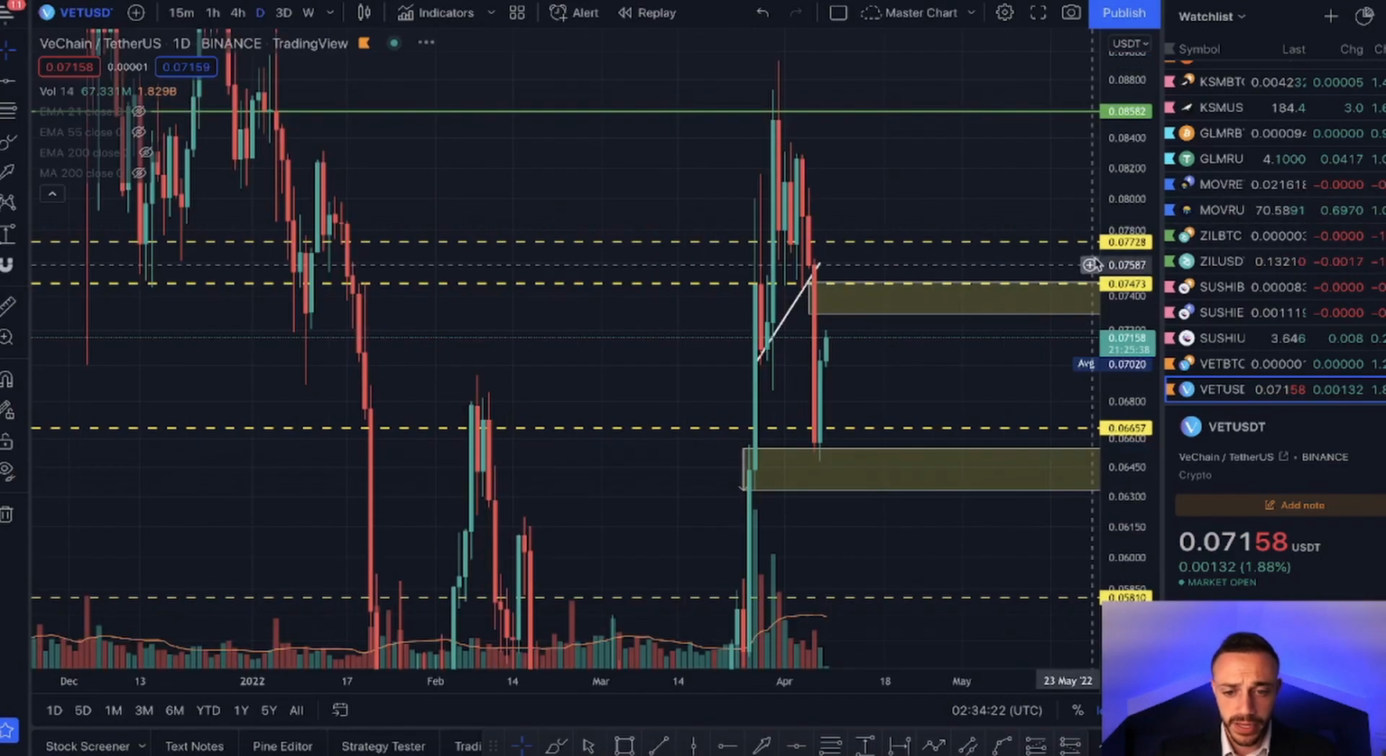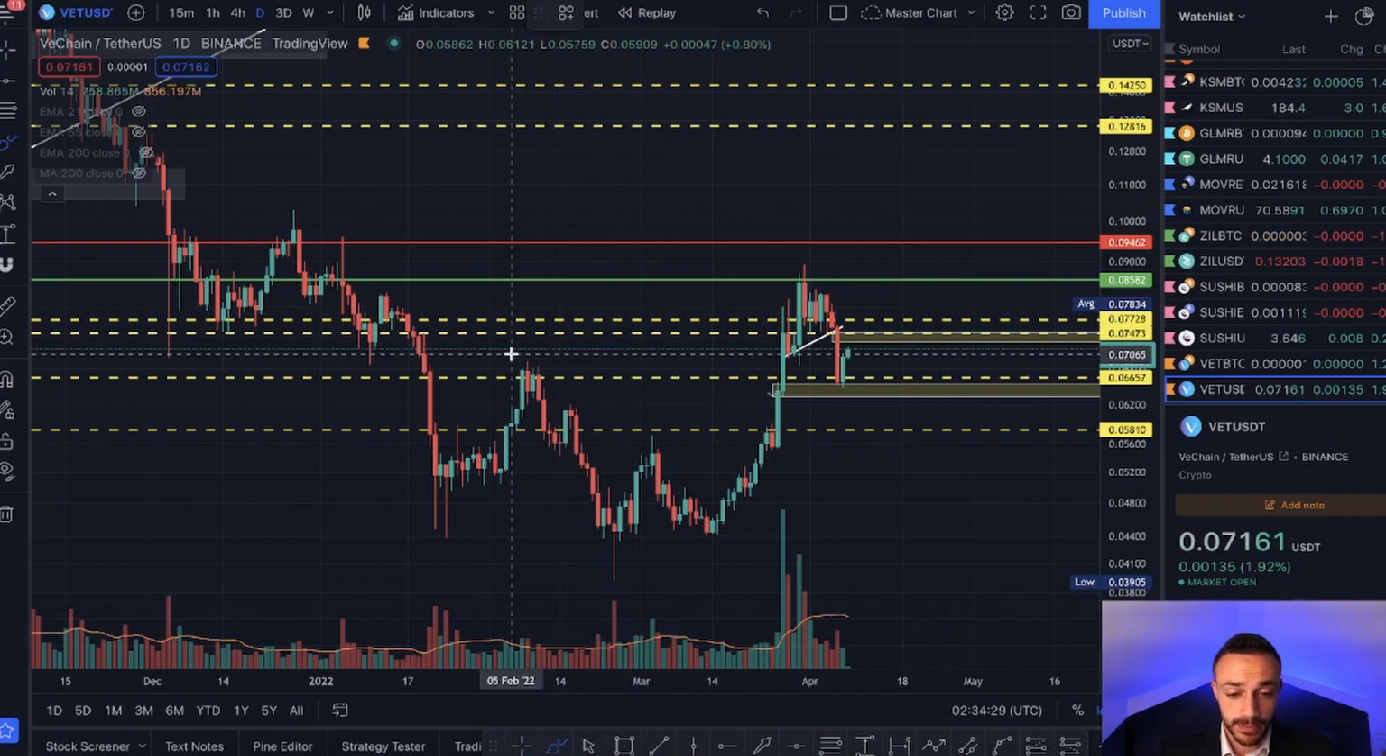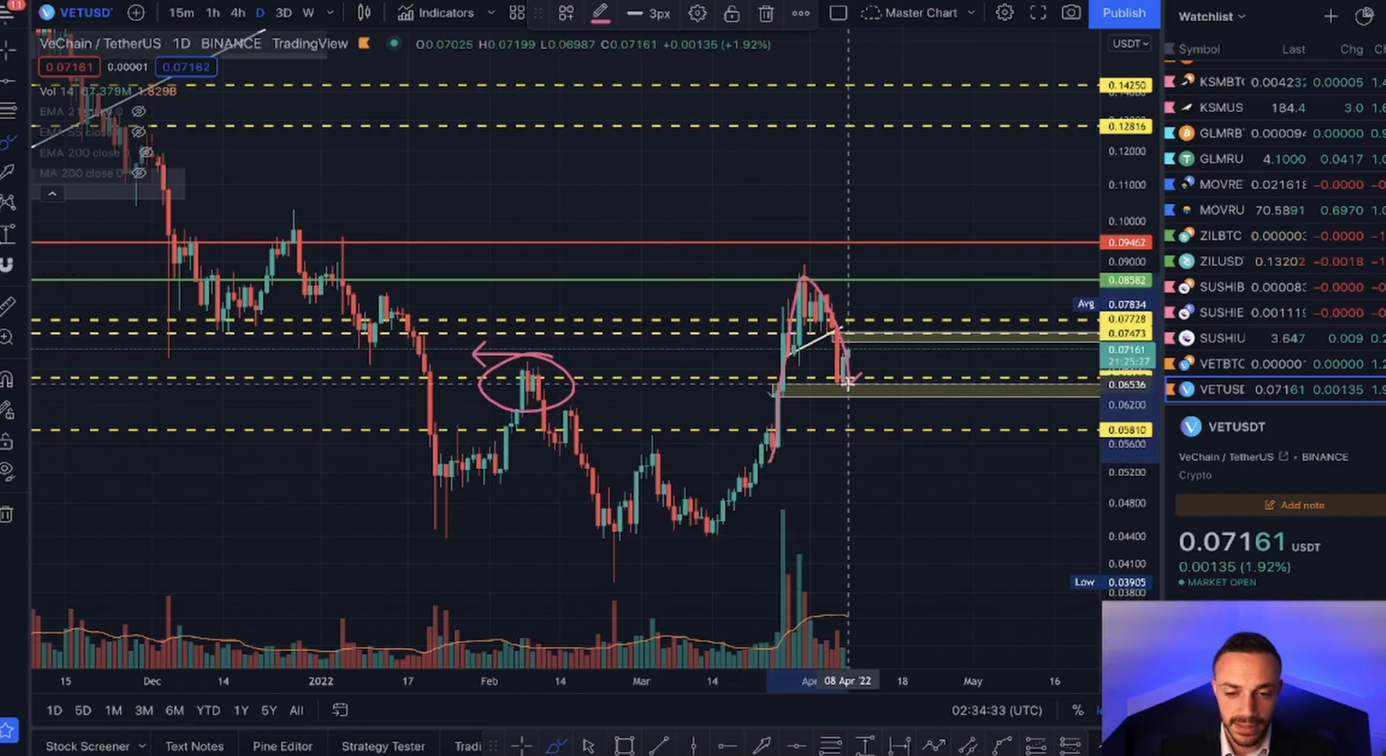However, we can look on the daily and debate that, we have made an uptrend because we have went ahead. Actually, this looks beautiful on VeChain, right? What happened here? We had this local high. Price went and it broke out. Now it went and retested this local high.